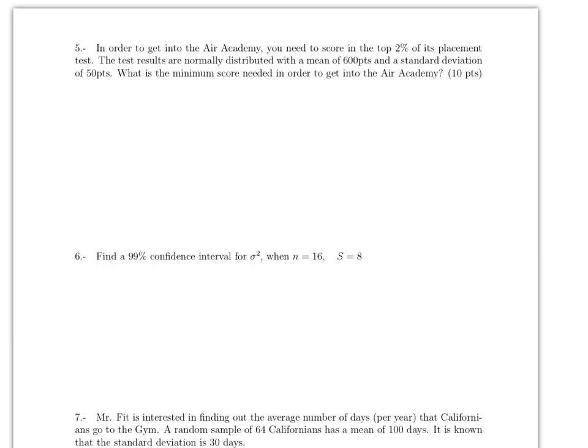Question number 5, which is probably the hardest question that you'll have on the test, says this. In order to get into the Air Academy, you need to score in the top 2% of the placement test. So, what does that mean in an equation? That means this.